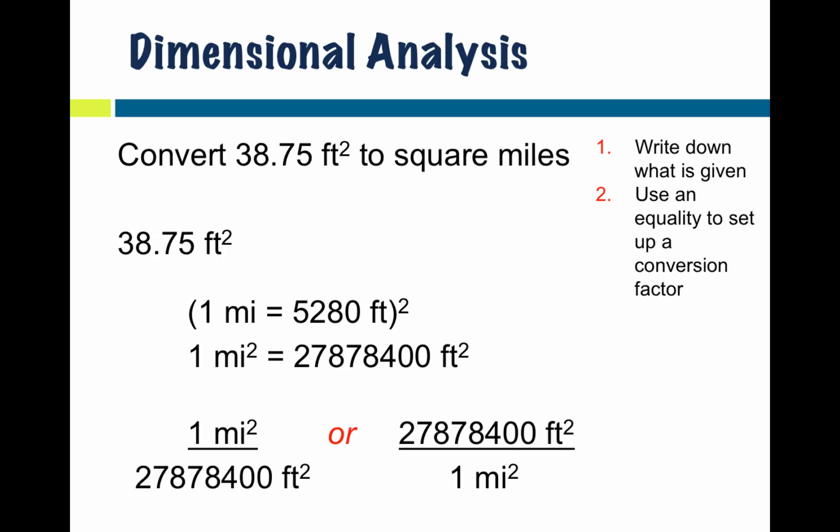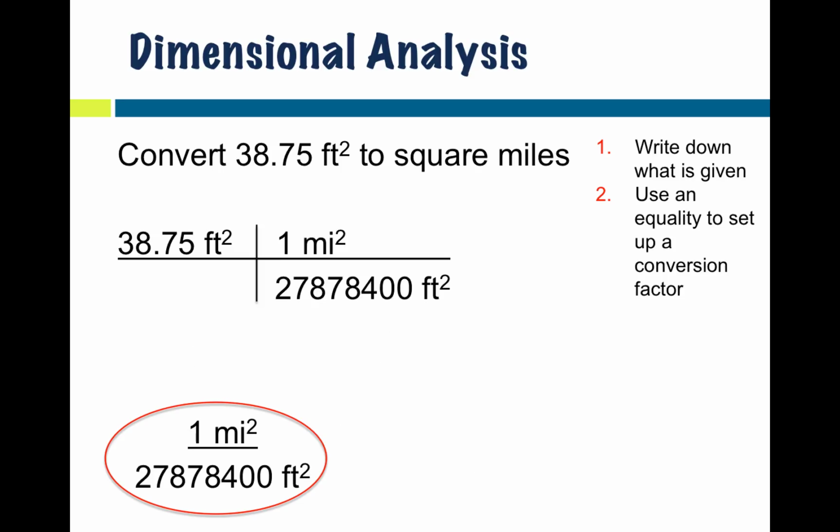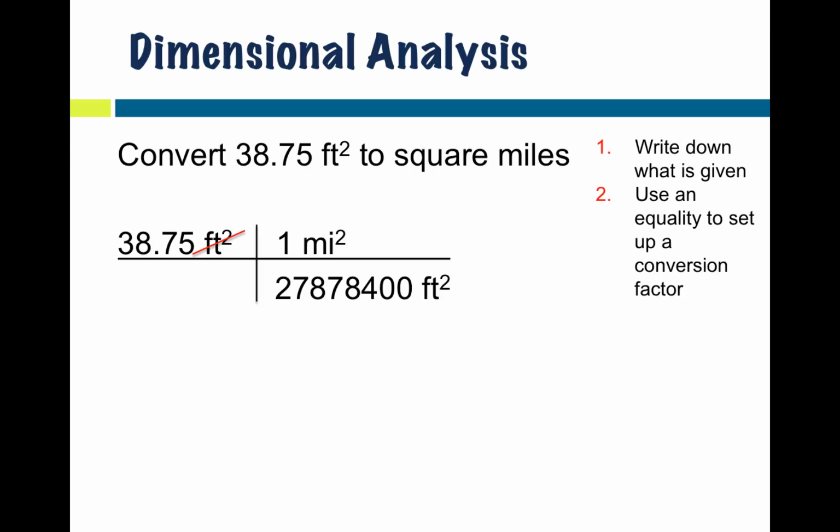So these are our two options. We can have the 1 mile squared on the numerator, or we can have the 1 mile squared on the denominator. Well, look at what's been given. We know that we need the feet squared to cancel out right here. So we need to use a conversion factor that puts the feet squared in the denominator. We're going to use this one. Setting up the conversion factor like this to cancel out the feet squared. And miles squared remains, exactly what the question asked for.